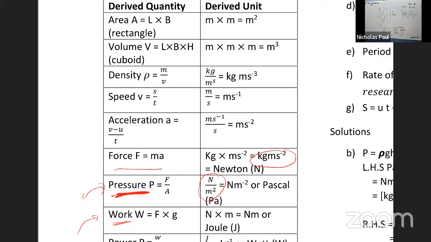Should we start already? No, I don't want Pascal. I want it in terms of base units alone. No newtons, none of that. Base units.